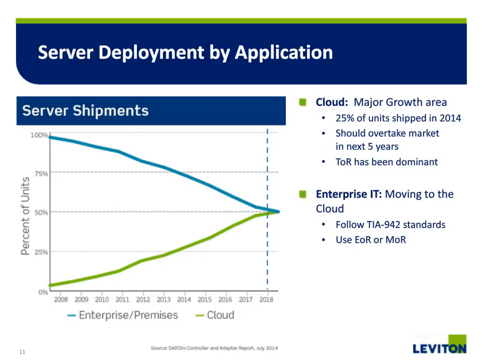Another way of looking at it is the server deployment by the application. So in 2008, it was predominantly in the enterprise. But as you look at the projections in 2018, it's going to be half and half, enterprise and cloud. So this really speaks to the fact that where we used to have a lot of our processing power local, we're actually making more use of the remote data centers, the cloud-based data centers, to handle all of our processing and data needs.